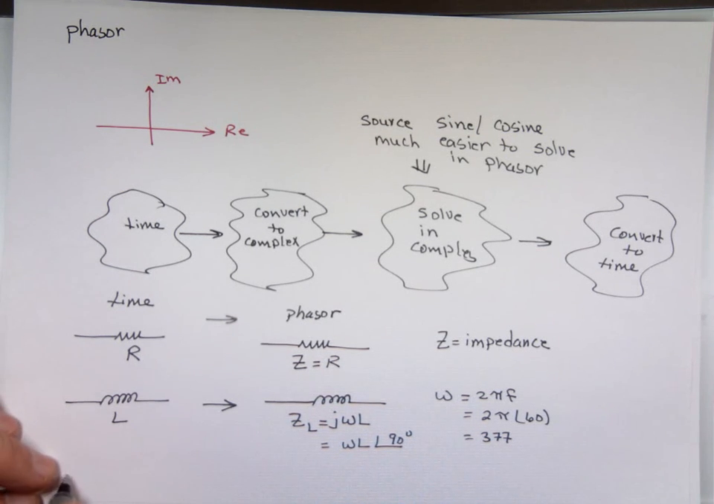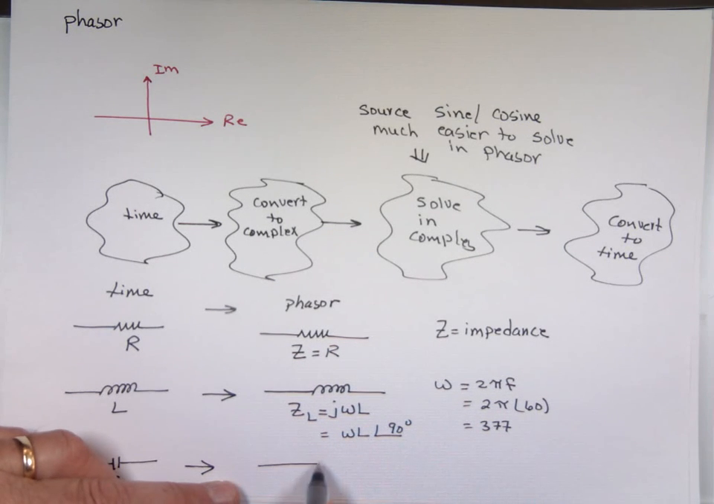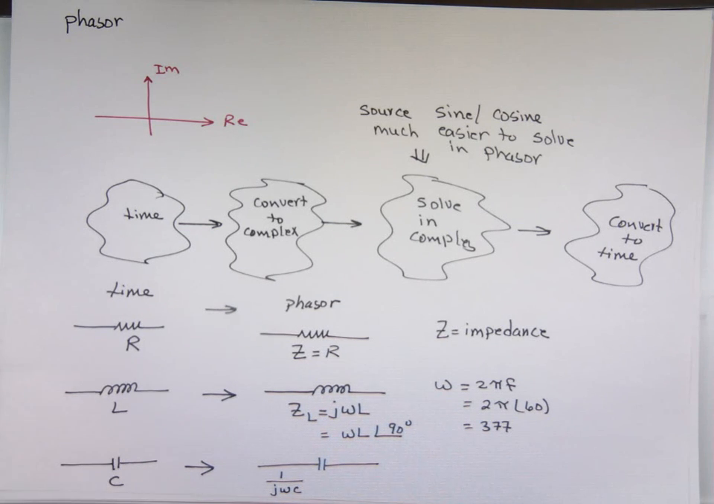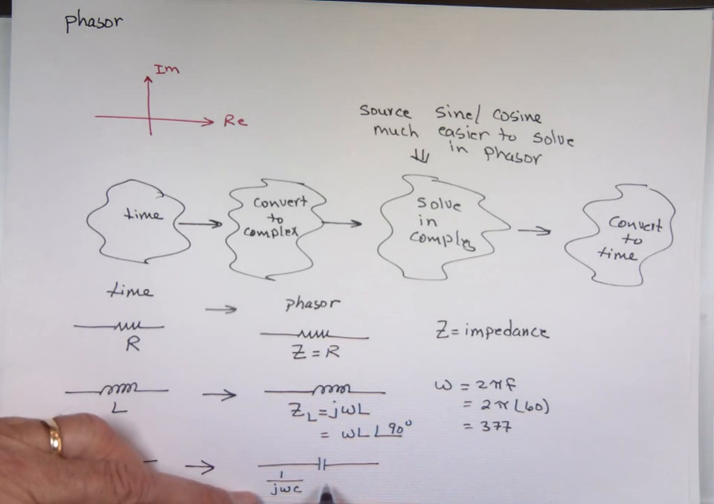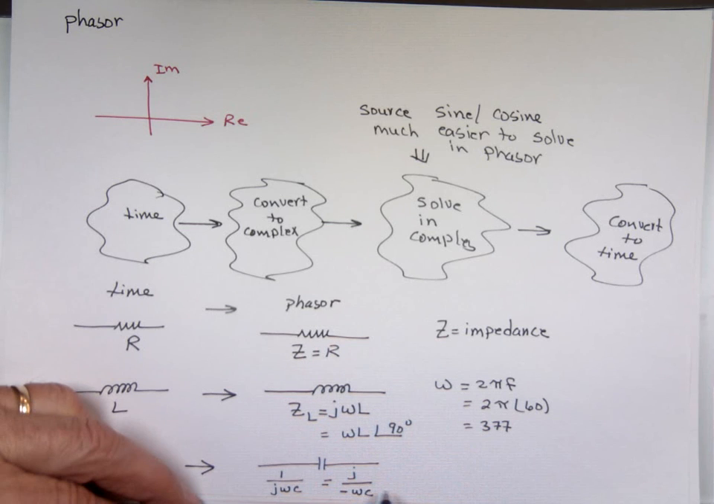And if you have a capacitor, C, the value of that capacitor when you go to phasor is 1 over j omega C. Remember, j is the square root of negative 1. If you multiply the top and the bottom by j, you end up with j over j squared. Well, j squared is negative 1. So a lot of times we write that as negative j over omega C.